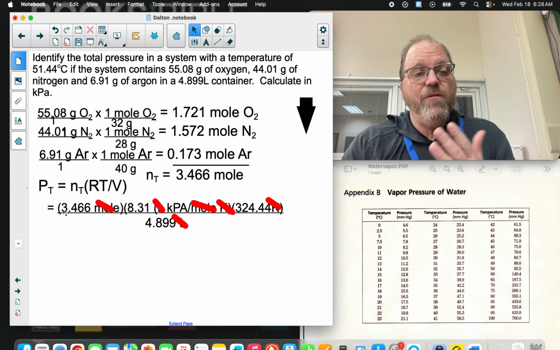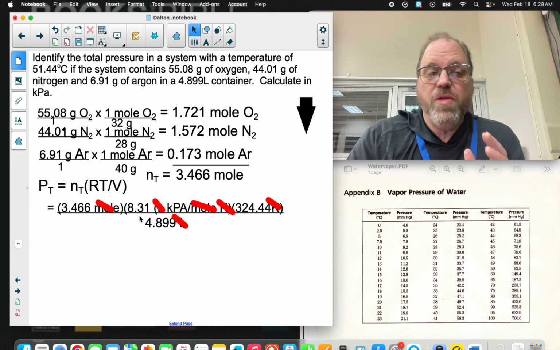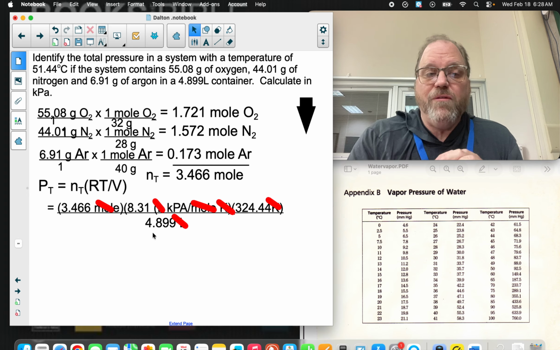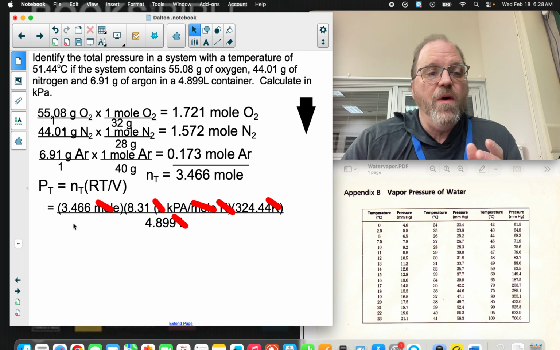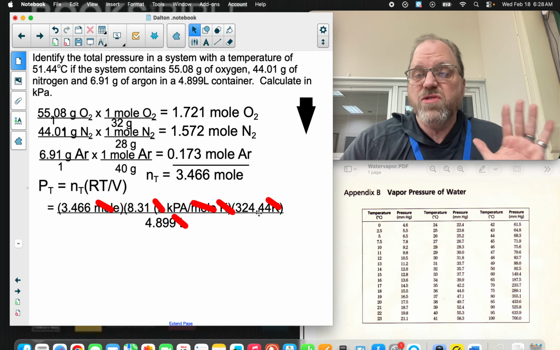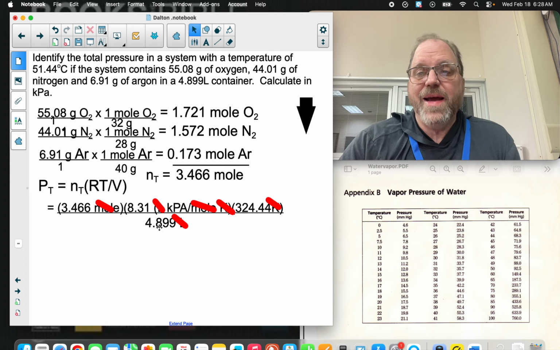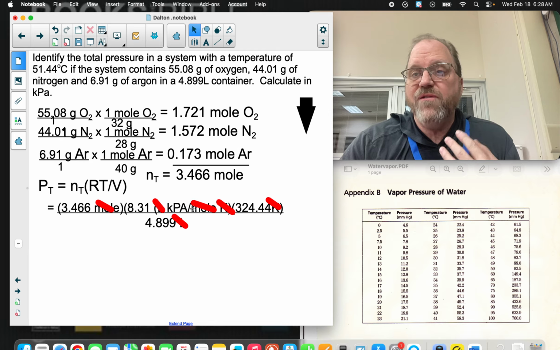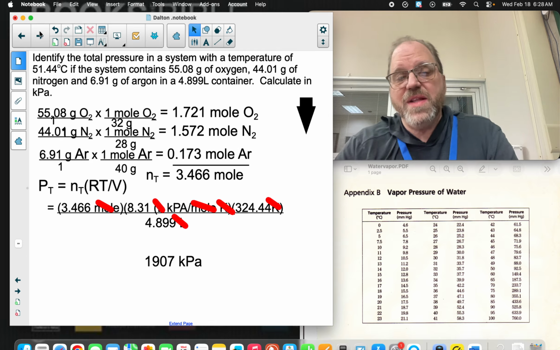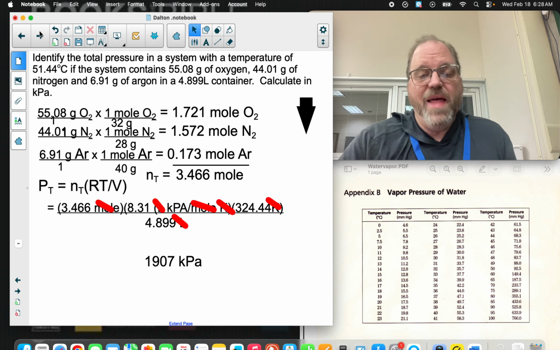So we take 3.466 times 8.31 times 324.44, divided by 4.899. 3.466 is 4 sig figs, and 8.31 is infinite in the constant. 324.44 is 5 sig figs, 4.899 is 4 sig figs, so the least number is 4. The answer is 1,907. It's a high pressure, and that's our answer.